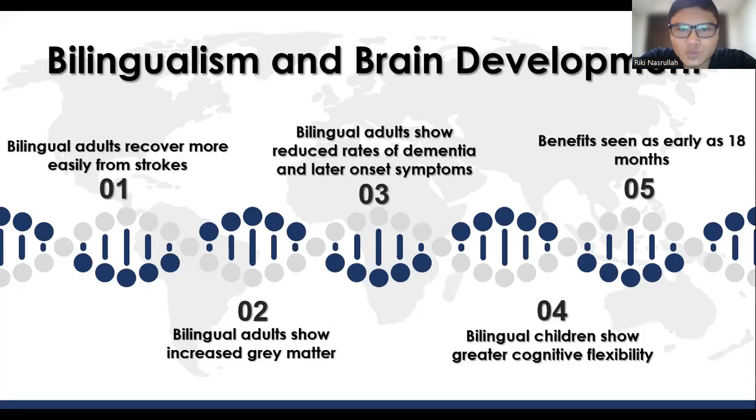So I just want to give you a list of some information. Bilingual adults show increased gray matter. They show a reduced rate of dementia and later onset of symptoms for those who do develop dementia. Bilingual children show greater cognitive flexibility. The benefit of being bilingual can be seen as early as 18 months. So being raised in a bilingual household is a net advantage.